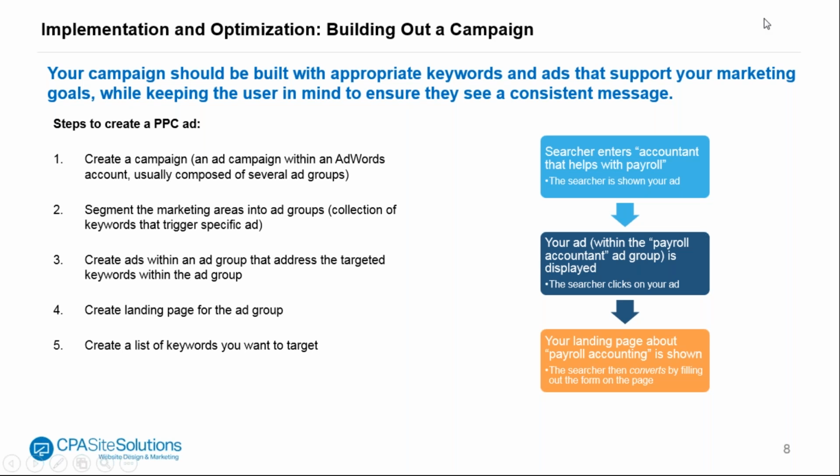So let's go through a quick example. Let's say a searcher enters the words accountant that helps with payroll. It's a more long tail keyword, but it's there. So then the searcher is shown your ad. Your ad that you program within the payroll accountant ad group, if you decided to segment your campaign this way, is displayed. The searcher then, if compelled, clicks on your ad.